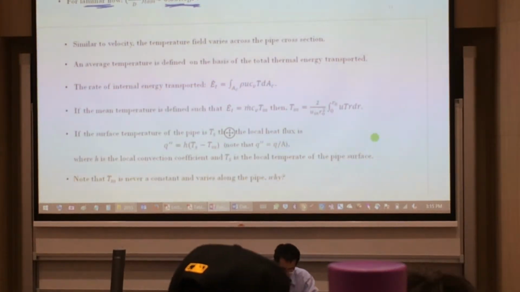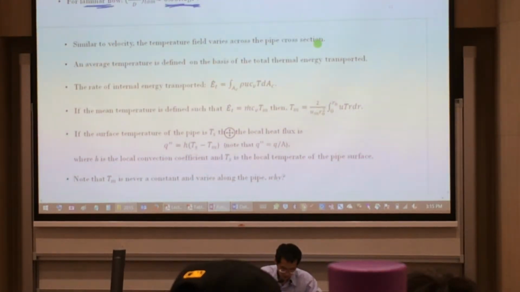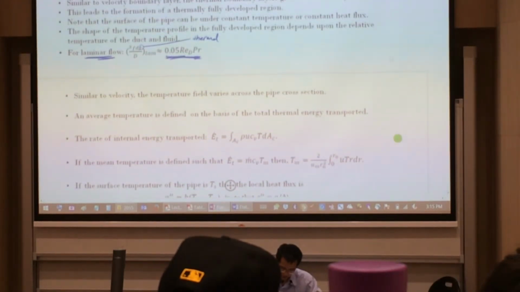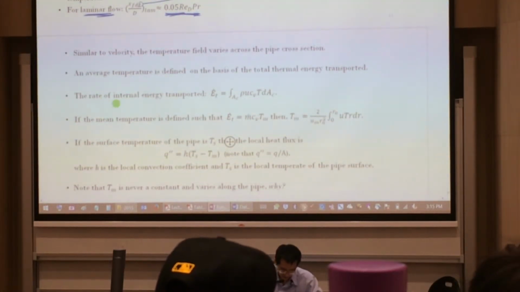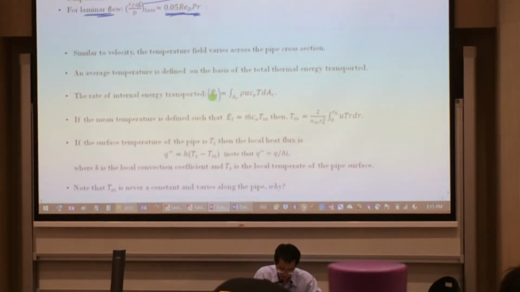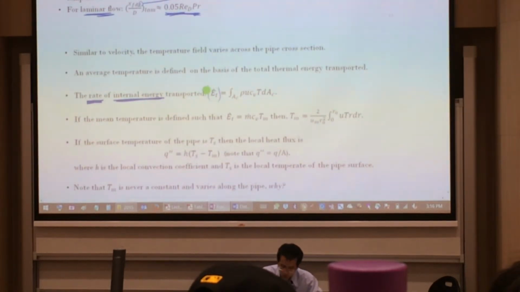Now, similar to the velocity, the temperature field varies across the pipe section. If we look at the average temperature, it's defined on the basis of the total thermal energy transported, that is, the rate of your internal energy transported. Later on, we'll be making use of this symbol over here. The E here refers to your internal energy, and the dot over there refers to your rate.